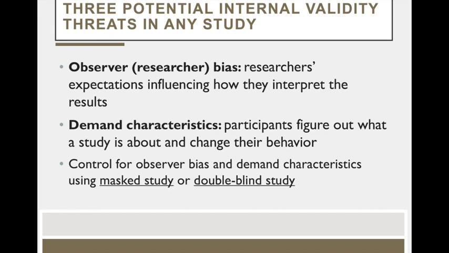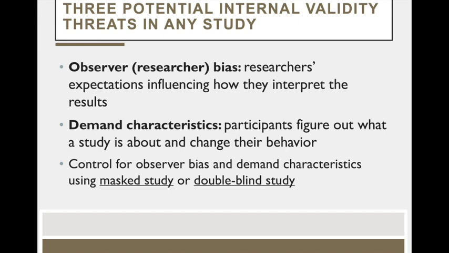The way we control both of these, both observer bias and demand characteristics, is by using a masked study where researchers don't know what's going on in the study, and that way your participants might not be able to figure out from the researcher what's going on in the study. Or a double-blind study where both participants and the researchers are unaware about what's happening.